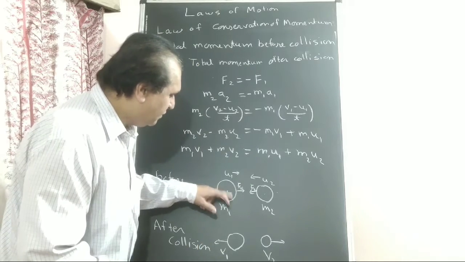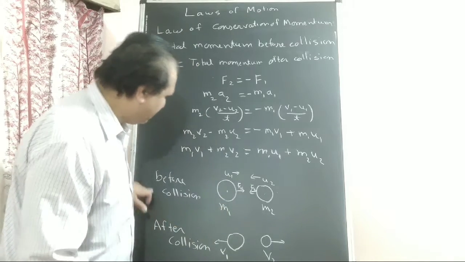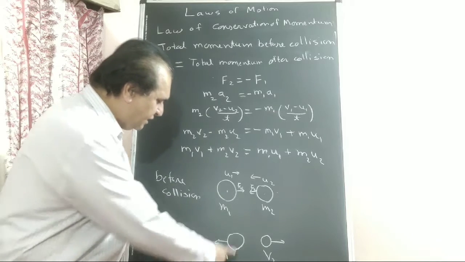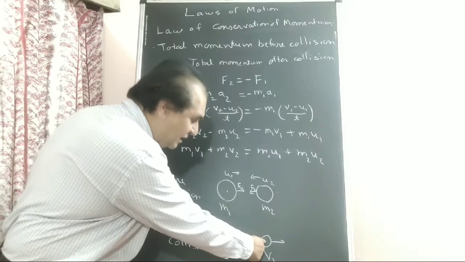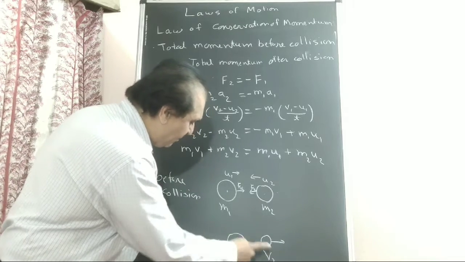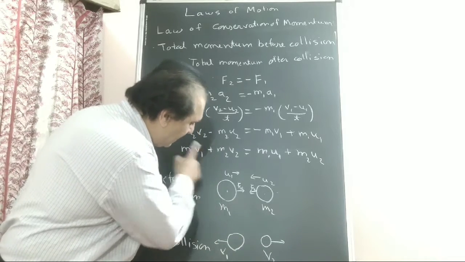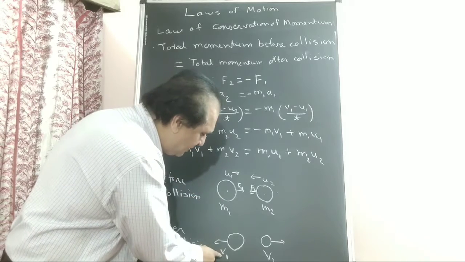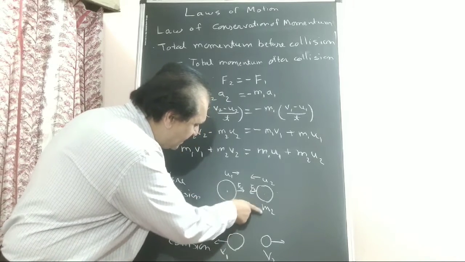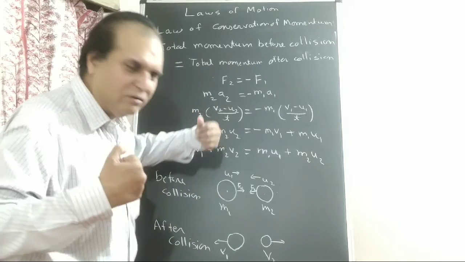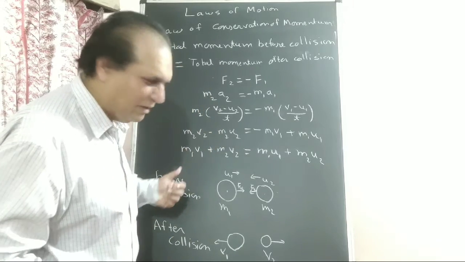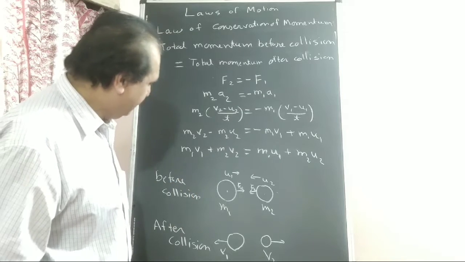After collision, this is before collision. After collision, this will go in this direction, and this another object will go in that direction. This is final velocity. Initial velocity U1, final velocity V1. For the second object, initial velocity U2, final velocity V2. After collision. Getting? Elastic collision this is. Okay? See.